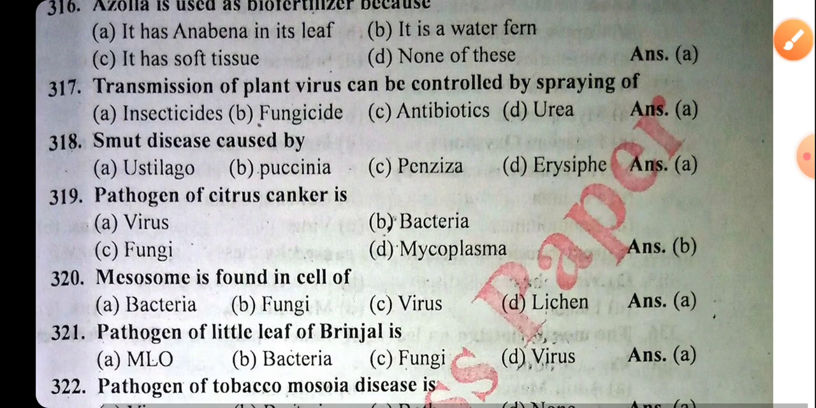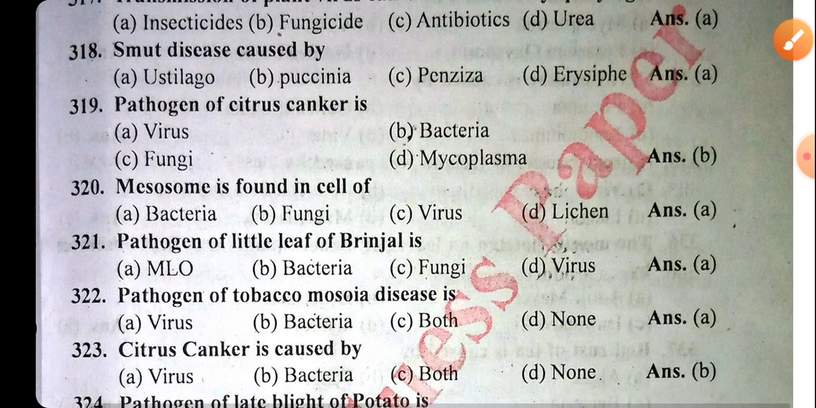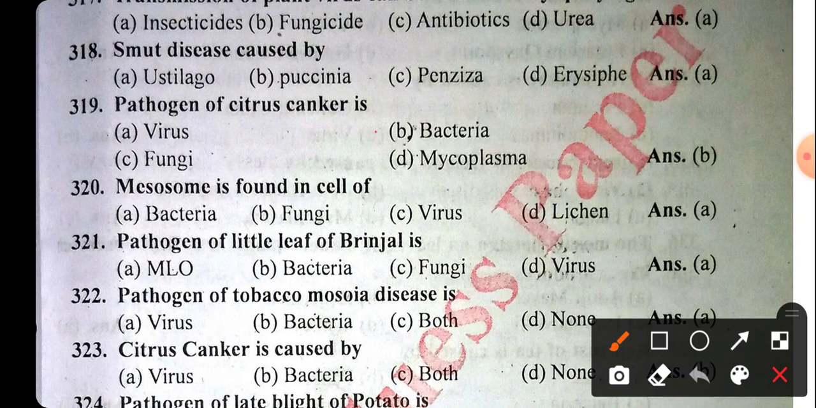Now the next question is: the pathogen of citrus canker is, that is the bacteria. Option B will be the right answer. Now the next question is: mesosome is found in the cell of, that is in the cell of bacteria. Option A will be the right answer.